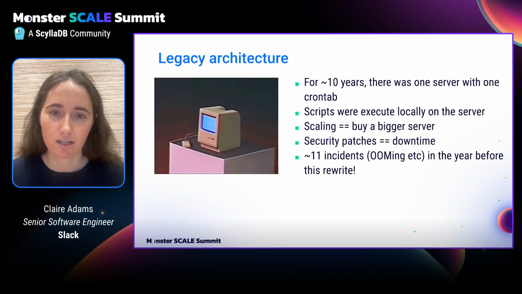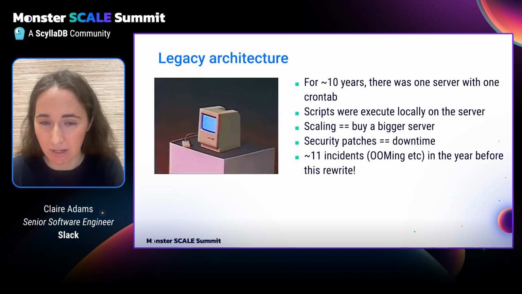So our legacy architecture, for the first 10 years of Slack, was one server running on AWS with one cron tab. This cron tab lists out every single script we have, and the scripts were run locally on that server. So as we got more scripts, more users, as they needed more memory, we would just go and buy the next bigger server. It was really just this one box doing so much critical work. It had some big issues.